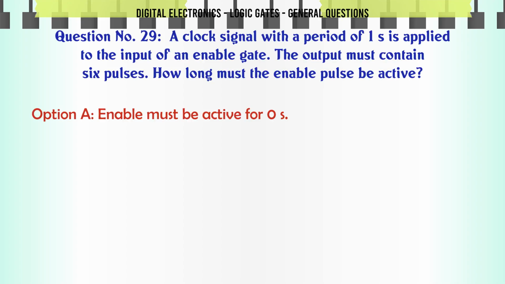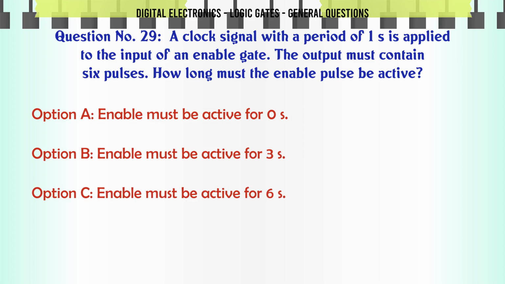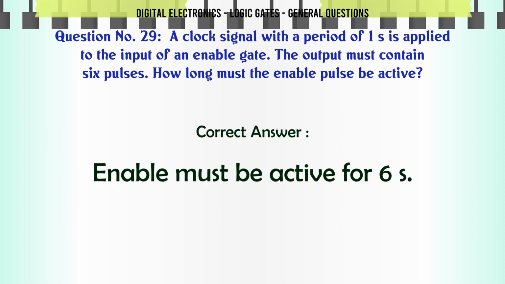A clock signal with a period of 1s is applied to the input of an enable gate. The output must contain 6 pulses. How long must the enable pulse be active? A. Enable must be active for 0s. B. Enable must be active for 3s. C. Enable must be active for 6s. D. Enable must be active for 12s. The correct answer is enable must be active for 6s.